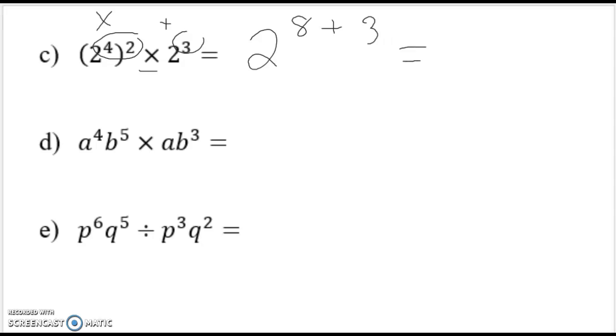And then it's 2 to the exponent 11. And then when you put that in your calculator, you will get 2,048. That's your final answer.